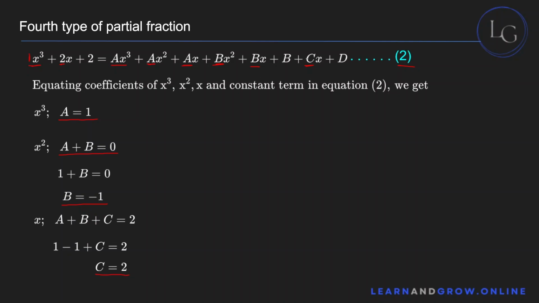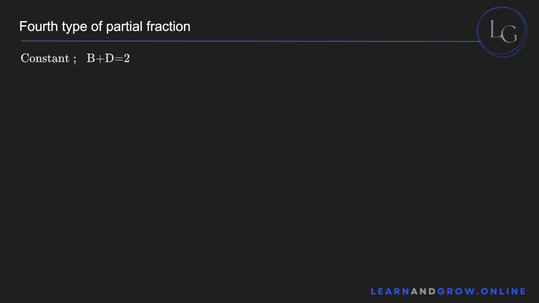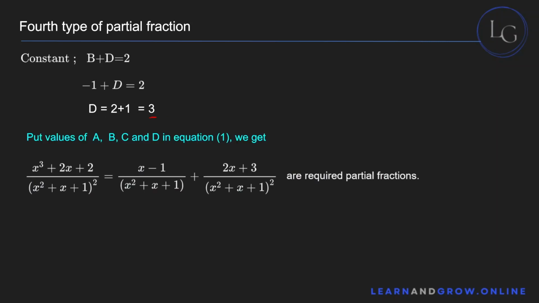And the constant on the left hand side is 2. The constant on the right hand side is, well, b plus d. So b plus d is equal to 2. And we already have the value of b from before. When we plug that in, you can see that the value of d is equal to 3. So we now have values of a, b, c, and d. So we'll plug those values in to our original partial fraction that we developed, and you'll basically get this. And these are the required partial fractions.